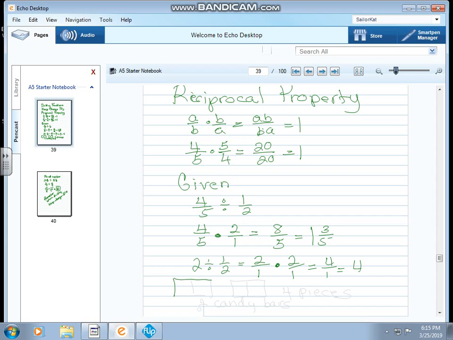The reason for this, let's say you have 2 candy bars. So you divide them in half. Then you have 4 pieces. So I'm going to write here 2 candy bars.